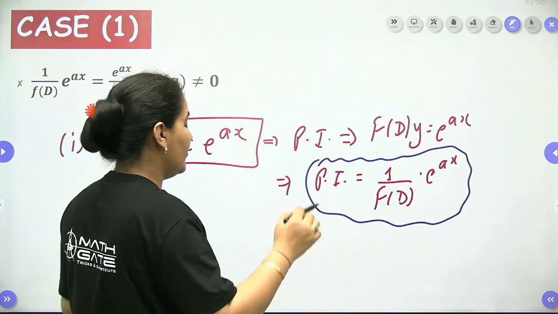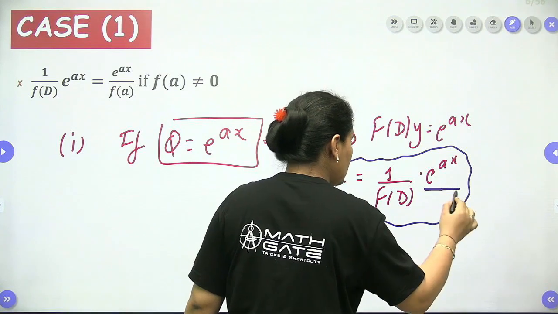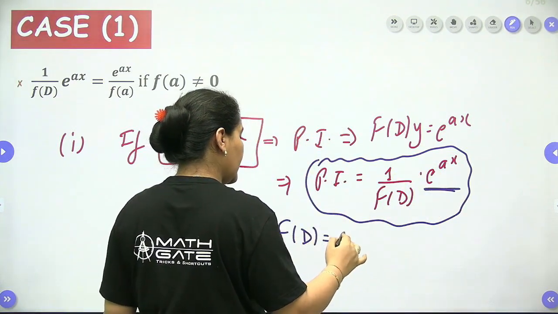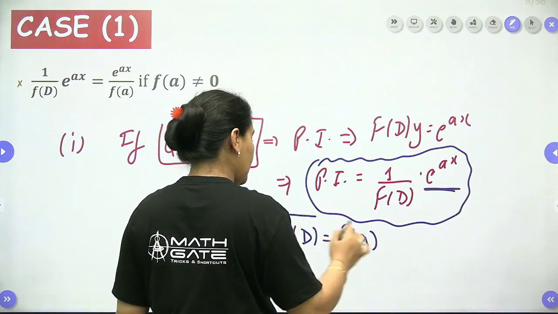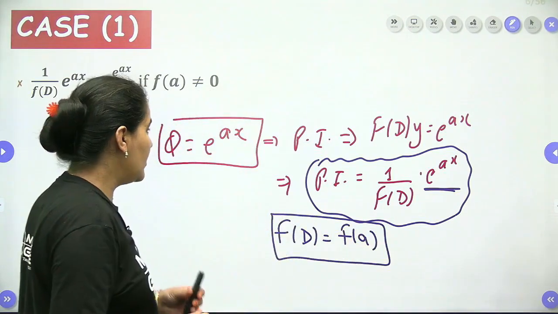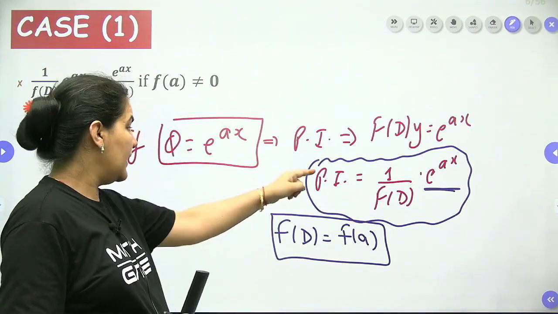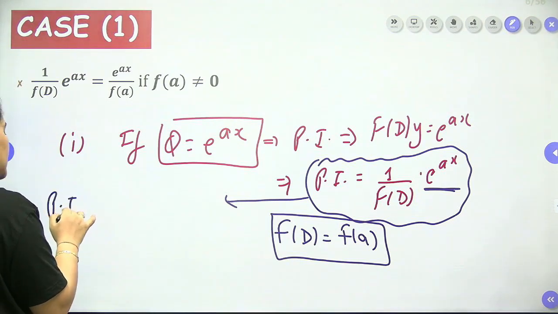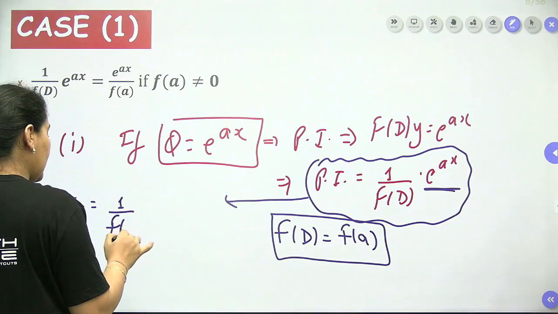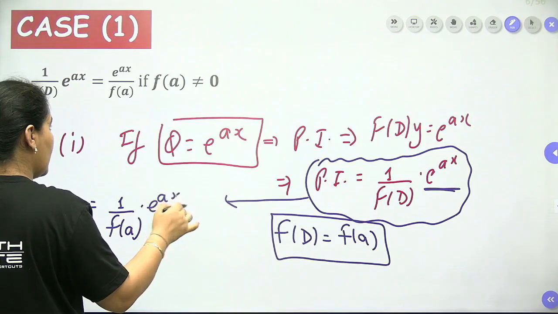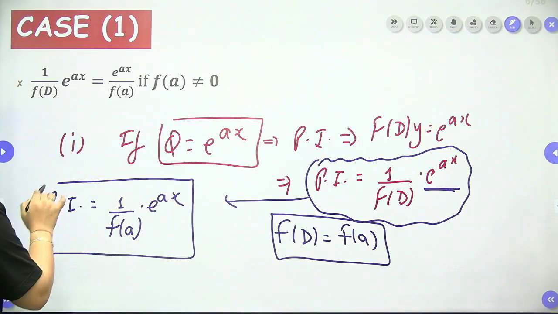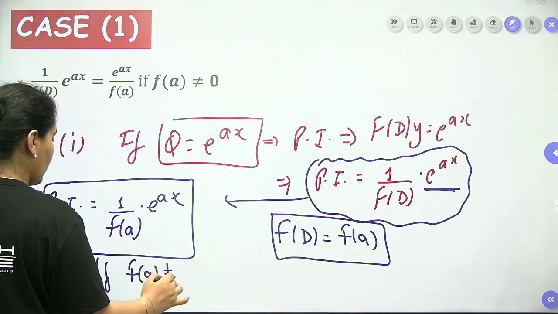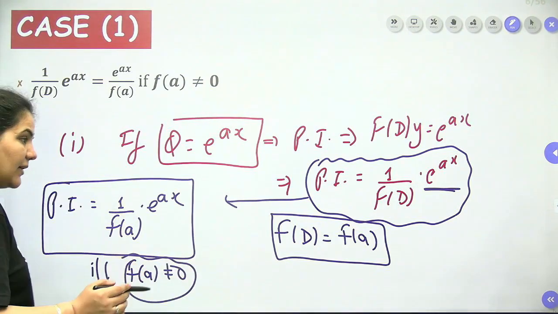Remember one thing, whenever we have Q in the form of e to the power ax, we can directly replace D by a in the given function. The exact PI will be 1 by f(a) into e to the power ax, if and only if f(a) is not equal to 0. Is it clear, my dear students?